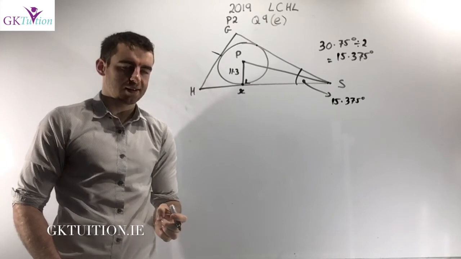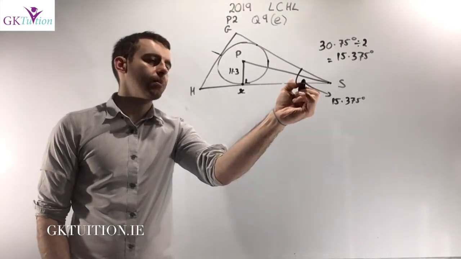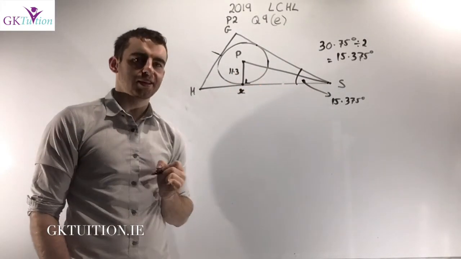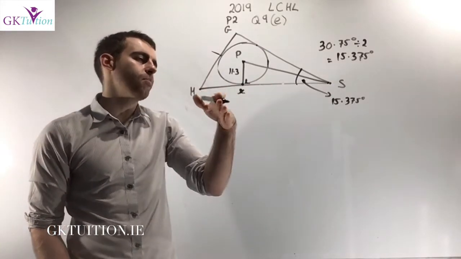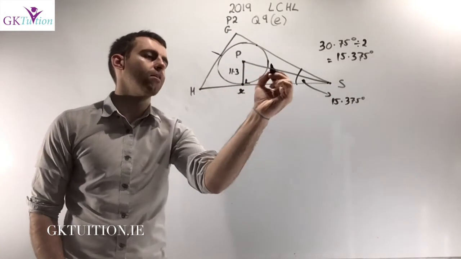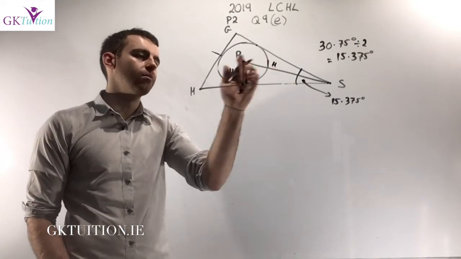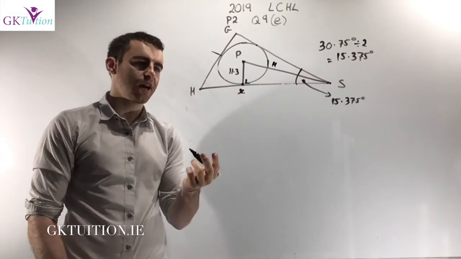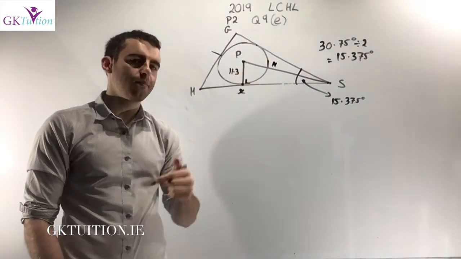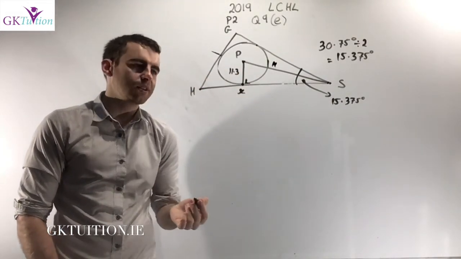Once I know this angle and I know this side, I can use junior cert trigonometry to find the length PS. I know this angle and I know the side opposite it. And the side I'm looking for is the hypotenuse. I know it's the hypotenuse because it's opposite the right angle. So I know the opposite and I'm looking for the hypotenuse. So I need to think of whether I'm dealing with sine, cos or tan. If I'm dealing with the opposite and the hypotenuse, then clearly I'm dealing with sine.